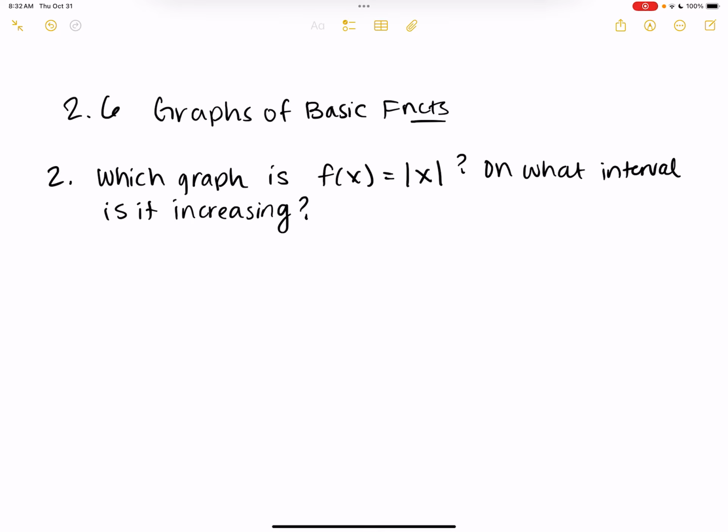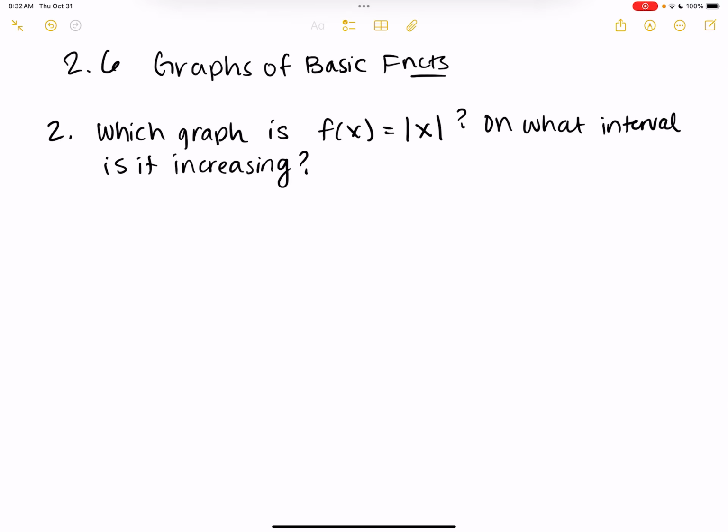All right, so I'm looking at those graphs. I have A through I, and I'm looking for the function f of x equals the absolute value of x. This is the absolute value function. So A through I, which one is the absolute value function? Yep, letter G.